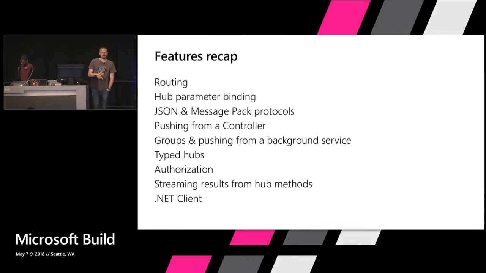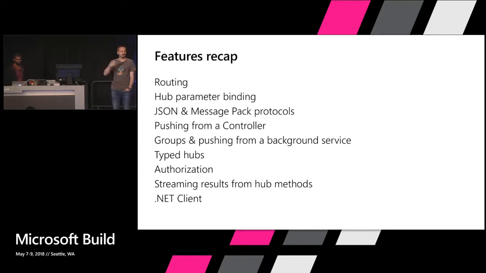So, just a quick recap, we saw routing, route to the hub. Parameter binding, we changed from a string to a strongly typed message. We showed you the new protocol support. You can use JSON or Message Pack. If you're so inclined, you can write your own protocol implementation. If you do, please tell us. Tweet us if you do that. We'd love to help you out.